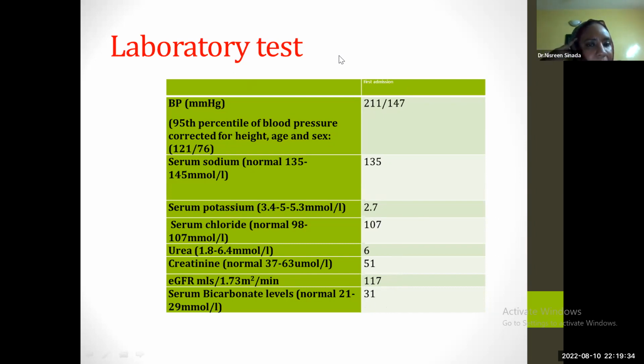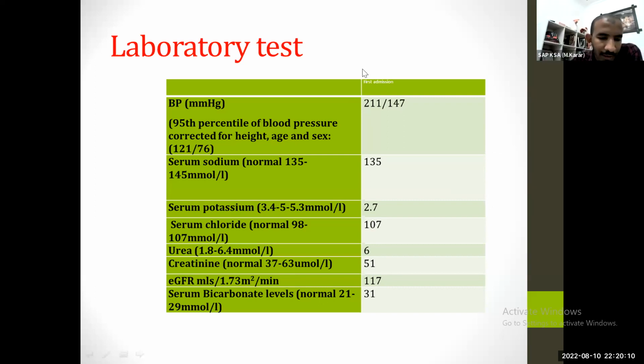Okay. Yeah, someone wrote tubulopathy. Someone wrote Bartter and Gitelman to differentiate between metabolic alkalosis and hypokalemic metabolic alkalosis. In Bartter and Gitelman, they didn't present with high blood pressure. Okay, this is one of the things that you should put in Bartter and Gitelman. They didn't present with high blood pressure.